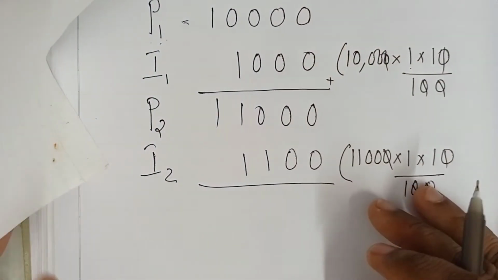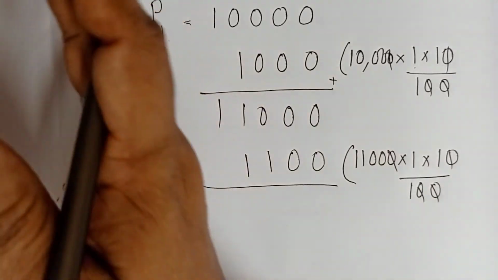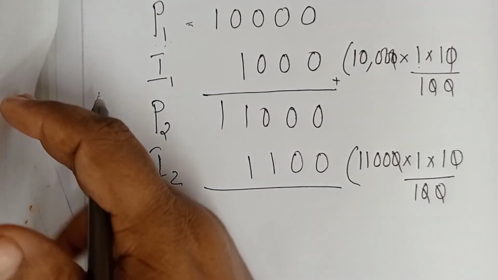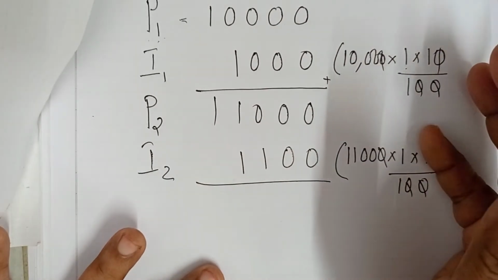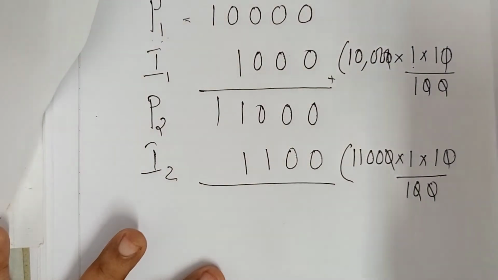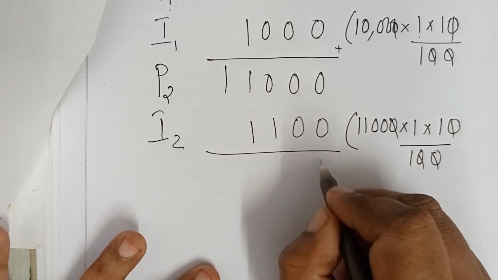This way of doing the calculation is easy. We need only less time. Otherwise, find the interest, then adding, again write P2. Okay.